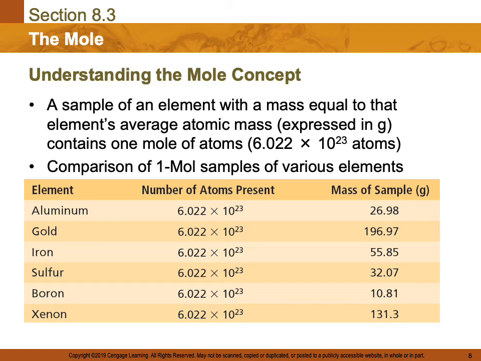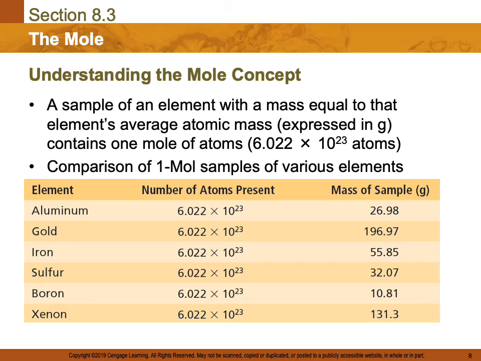Either one is fine. In the left-hand column, we have the name of the element, and then in the center, we have the number of atoms present, which is exactly 1 mole. The right-hand column has the mass of that sample, which is the atomic mass from the periodic table. Notice that for all of the elements, no matter how heavy or light they are, the number of atoms present is 1 mole, or 6.022 times 10 to the 23rd.